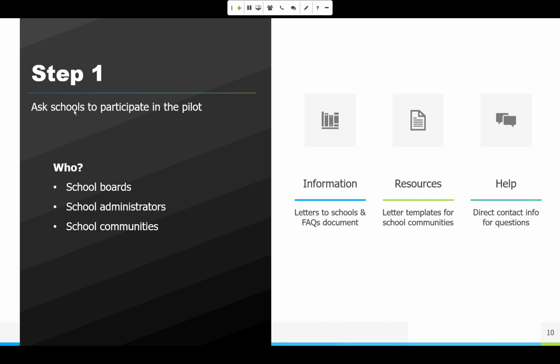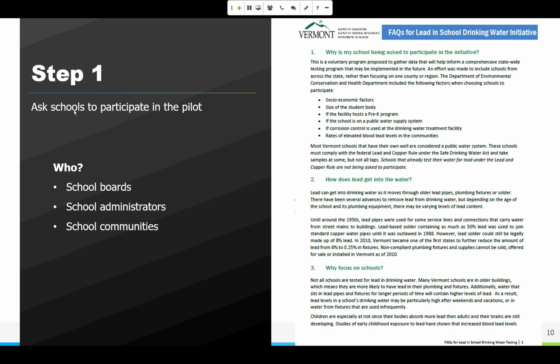And in that letter, we also provided a frequently asked questions document where we had about 20 questions, and we kind of outlined what we were asking of the schools, why we were doing the pilot, why their school was chosen, what kind of assistance was offered, as well as health effects of lead, and then also other potential lead exposure for kids.